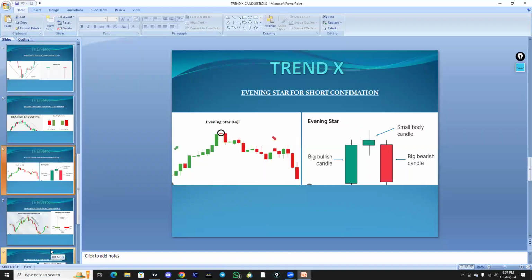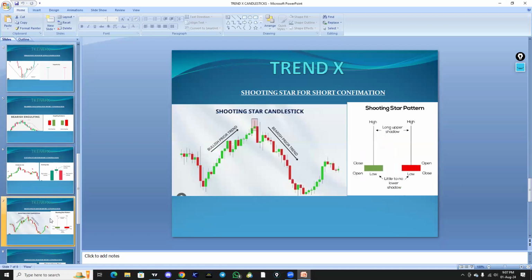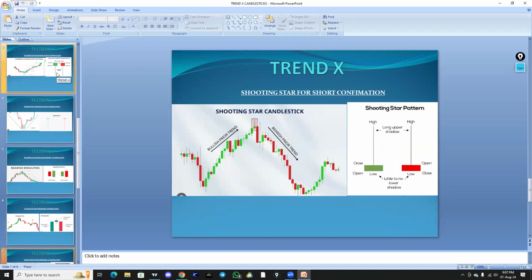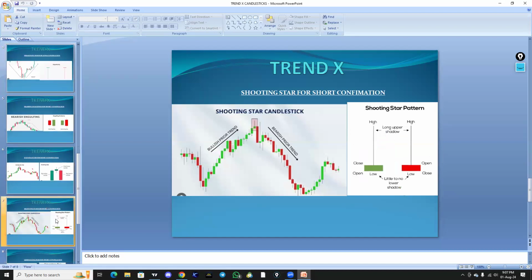Okay, the third one is shooting star. Here I was showing you hammer, bullish hammer for long positions. Now we're talking about shooting star. Again, any color doesn't matter here, red or green. It should be near resistance or trend X.